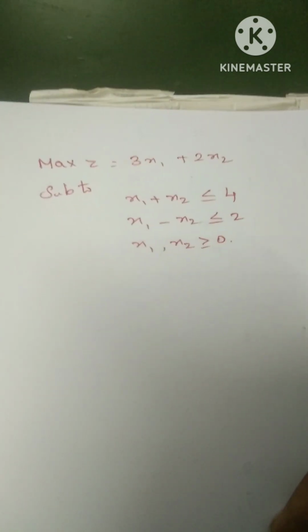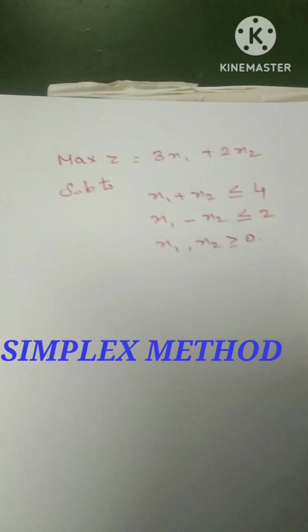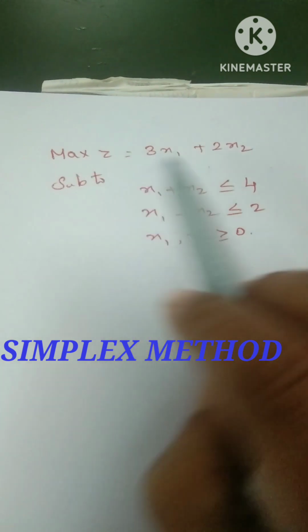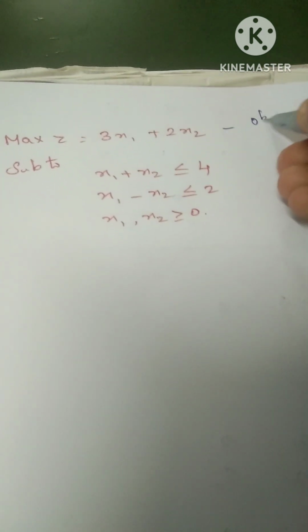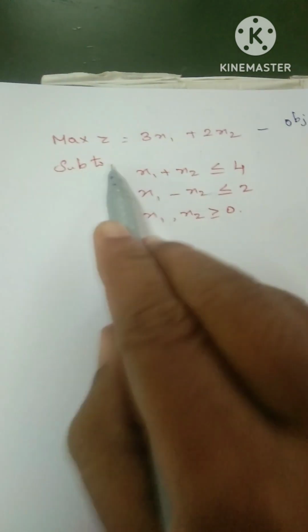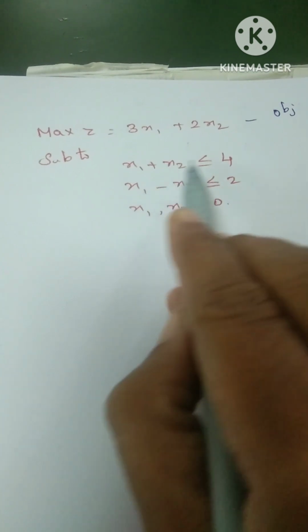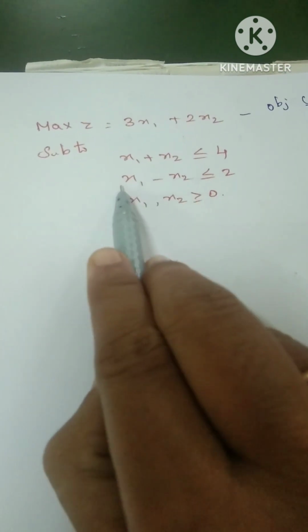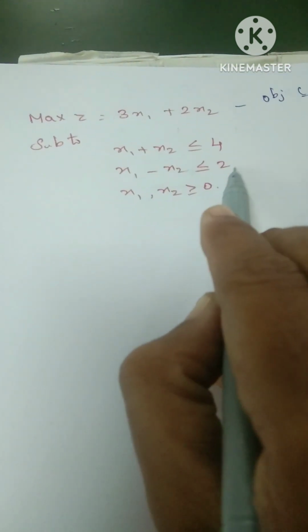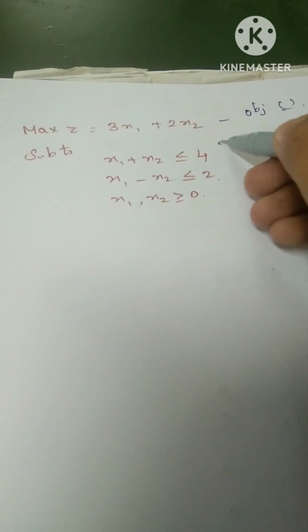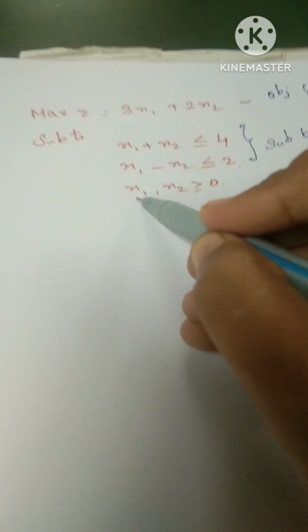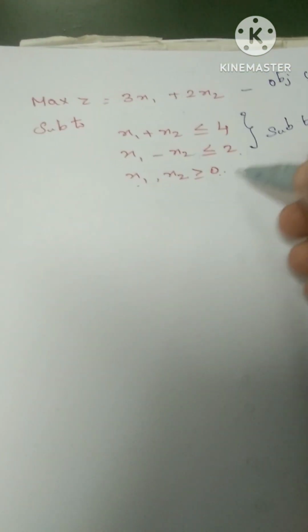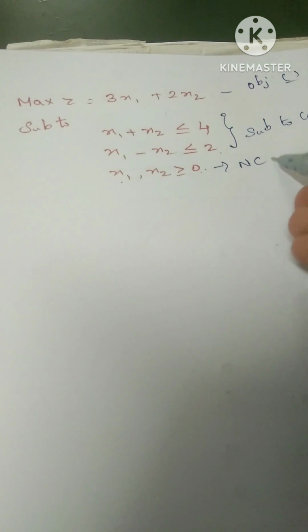We are going to discuss the simplex method in operations research. So this is a sum where maximize z = 3x1 + 2x2, which is considered as the objective function, subject to the constraints x1 + x2 ≤ 4 and x1 - x2 ≤ 2. So this will be considered as the subject-to constraint. And x1, x2 ≥ 0, which is the non-negativity constraint.